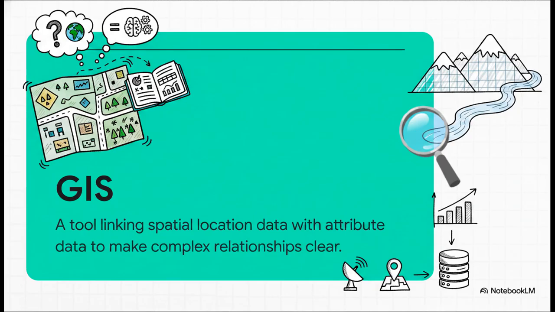So let's define exactly what this system actually does. At its core, a geographic information system is a tool to link features with a geographic location. We call this spatial data, basically answering the question, where is it? And it links that spatial data together with other types of information, like tables and statistics. We call that attribute data, which answers what is it. Essentially, it takes the physical geometry of the real world and connects it directly to a deep database of facts.